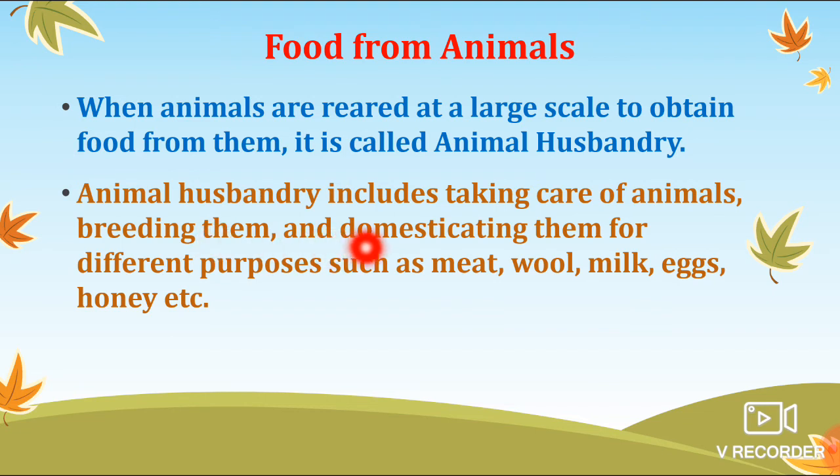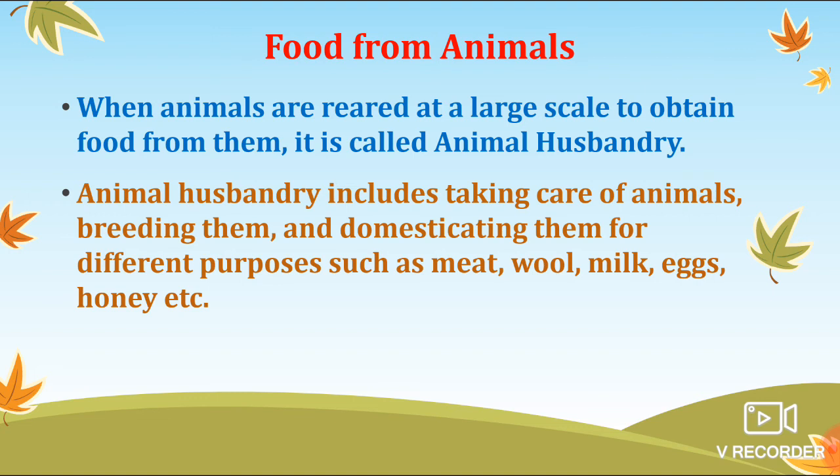Animal husbandry includes taking care of animals, breeding them and domesticating them for different purposes such as meat, wool, milk, egg, honey, etc. So it is very important to take care of the breed. Suppose we have a buffalo which is giving 5 liters of milk in a day. If we keep a good breed of that buffalo, then we may get 10 to 15 liters of milk per day.